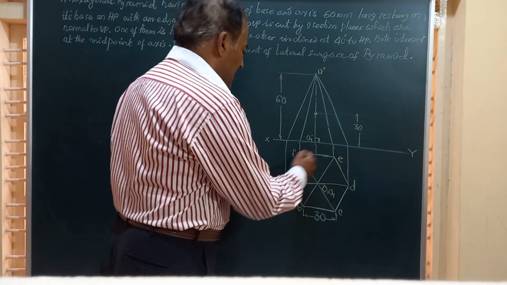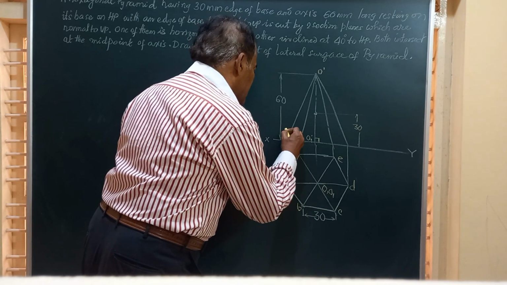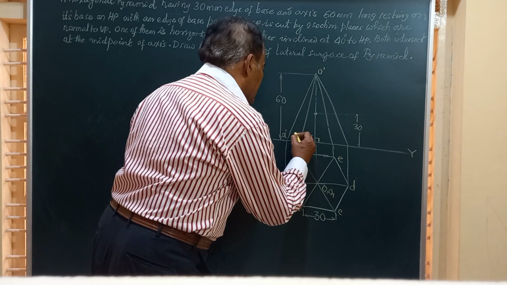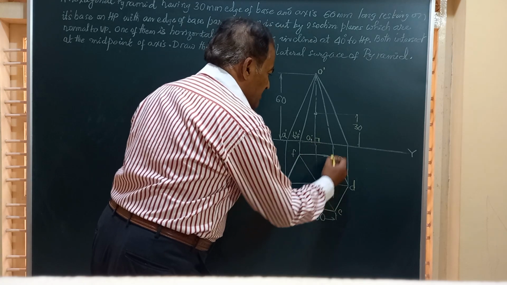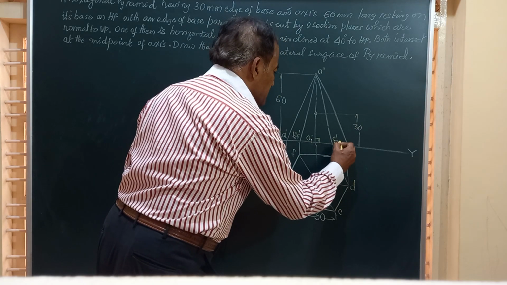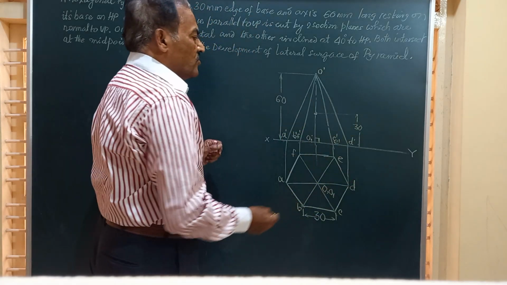Friends, I have marked all this. Let me transfer all these points to the front view, like A dash, and this is B comma F, B dash comma F dash, and this is C comma E, C dash, E dash, this is D dash. So this is the front and top views.